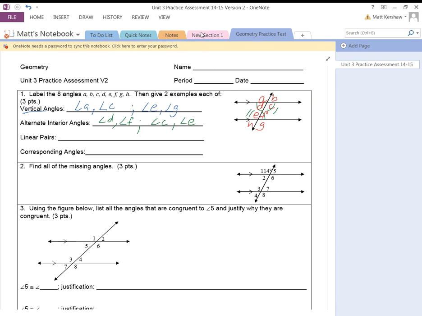Okay, now give some examples of linear pairs. So a linear pair, just two angles that make a line. So if I look at this line here, this angle and this angle make up that line. So I could say angle A and angle B. And since I need another example, let's go down here and use this line, and angle H and angle G.